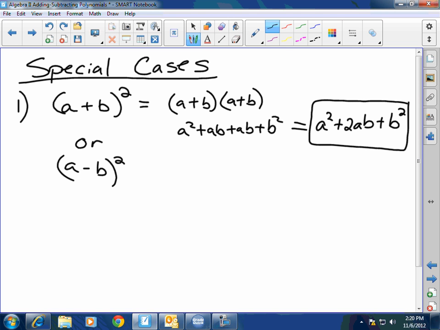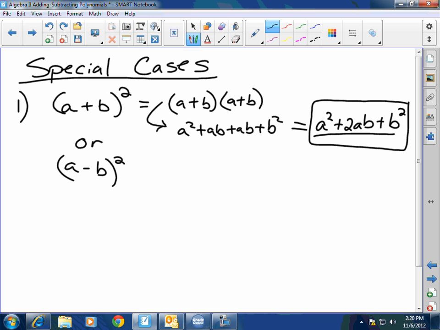Again, am I going to stress out about this? No. Is it nice to know? Yeah. Is it going to save you time every once in a while when you actually notice, oh wow, it's a perfect square binomial? Yes, it will. But you don't have to do it the formula way. You could just go ahead and do it the binomial multiplying way and you get the answer.